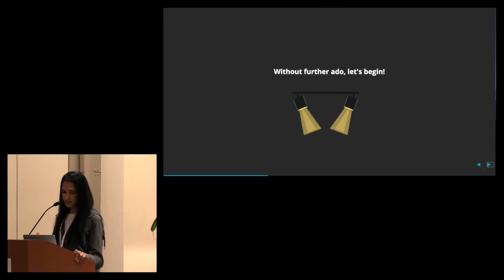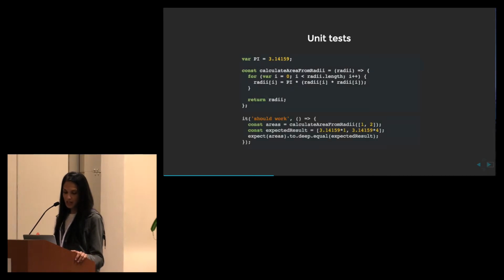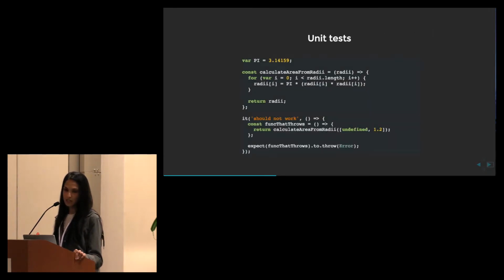So let's go ahead and start. First thing, unit tests. This is a very obvious one. I think most of us already do this, but I'm going to talk about it anyway. So we have our program, and we might write a test to make sure that it works and it passes. And as good JavaScript developers, we also write a test to make sure that invalid inputs don't work and that it throws an error.